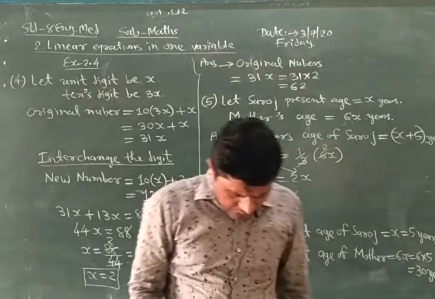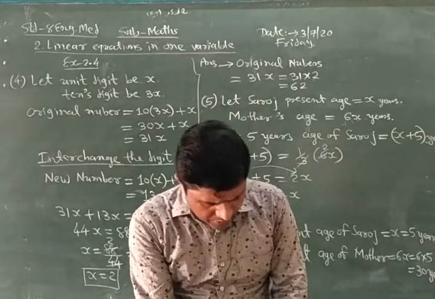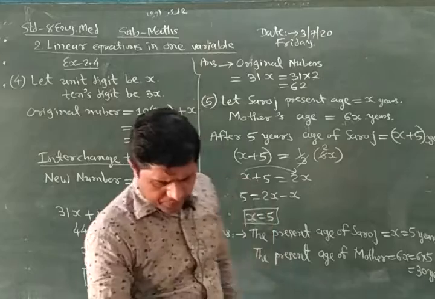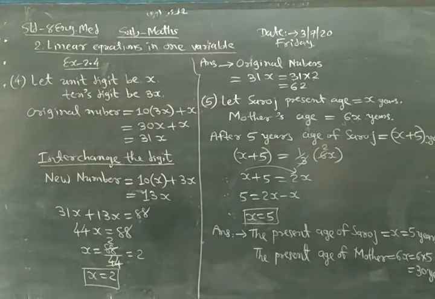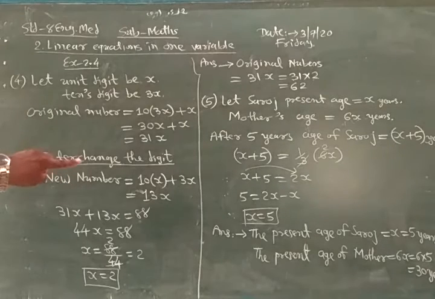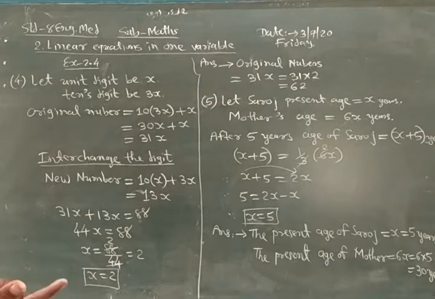This is the question number 5. Okay, carefully understand this. This is 2.4, question number 4, this type. For question number 5 also, suppose and write it down. It is a very easy method, but understand it carefully, because in the question only 5 years ago and 5 years after are given. After means plus, ago means minus.